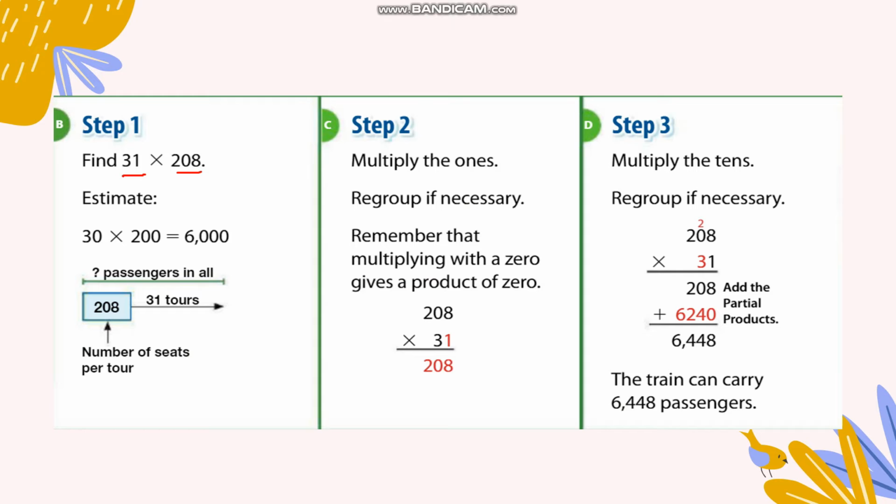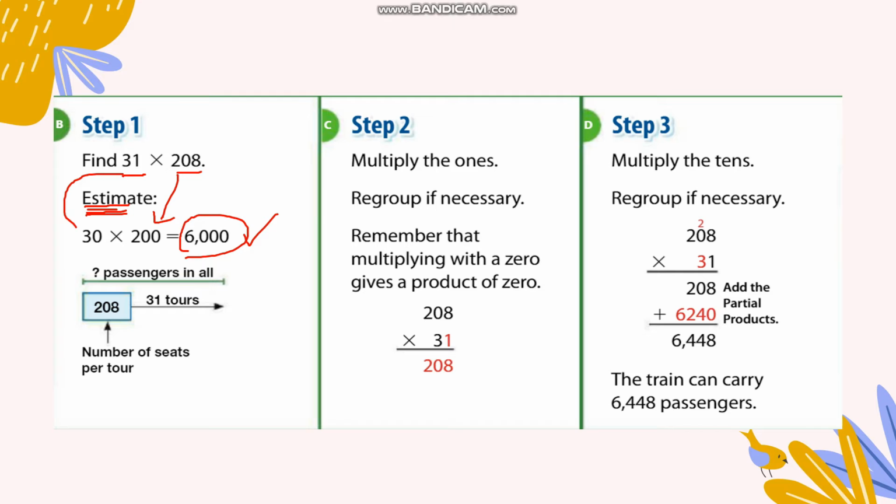Okay? So the first step is I'm going to estimate first, as my guide to find out later if my answer is reasonable or not. So 31 becomes 30 and 208 becomes 200. So 30 multiplied by 200 is 6,000. So my estimated answer is 6,000. So the final answer must be nearest to 6,000.